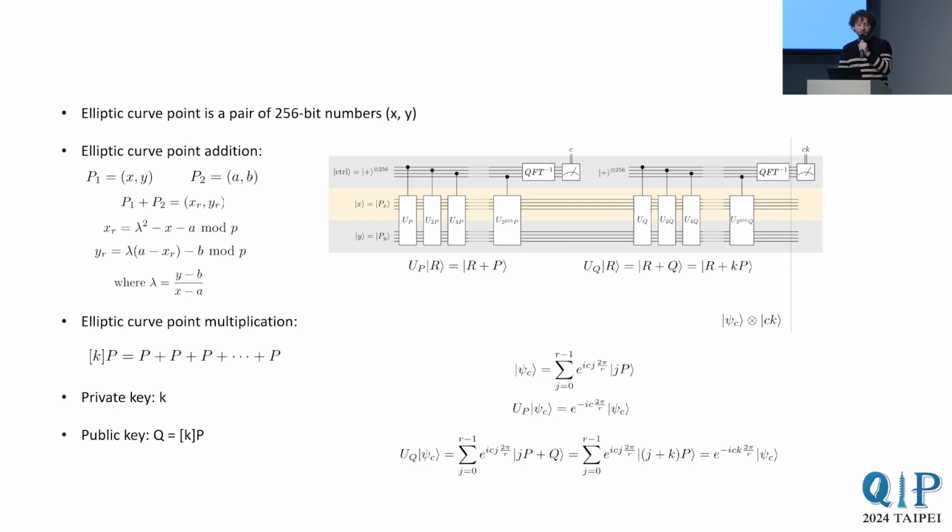So to summarize, Shor's algorithm for breaking elliptic curve keys can be thought of as consisting of two steps. First, we perform a phase estimation with the unitary UP that performs elliptic curve point addition with the base point p, and this generates a random number c and a random state psi c. And then we perform a second phase estimation on this resulting state with the unitary UQ that uses the public key q, and we obtain the rescaled private key c times k. Dividing c times k by c gives us the private key k.